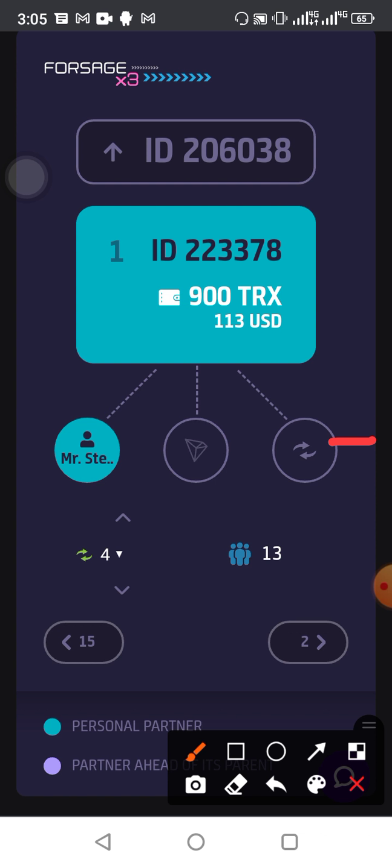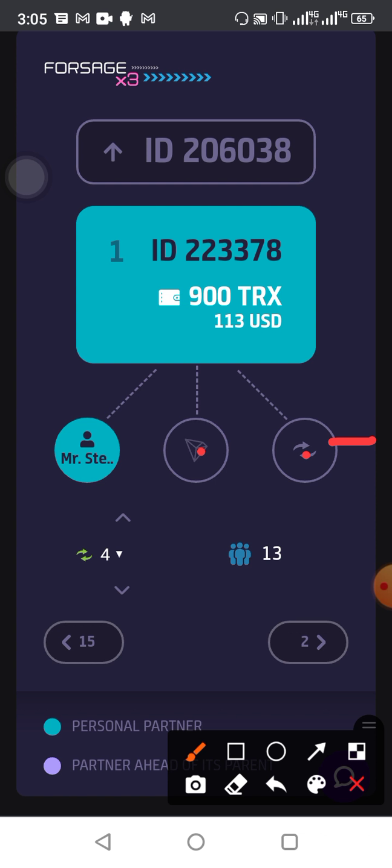What that means is this: only those you personally referred onto, sponsored onto the program, can fill these slots. Only persons you personally sponsor can fill this slot. And when the slots are filled, this is how Forsage distributes the Tron cryptocurrency.